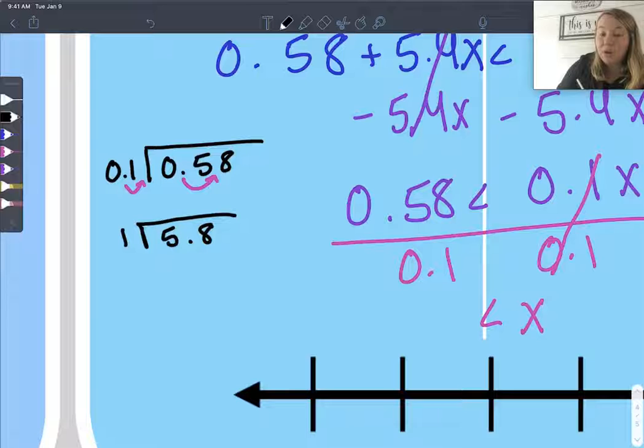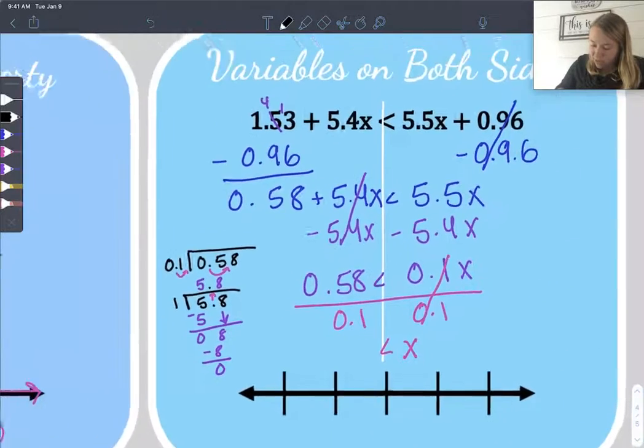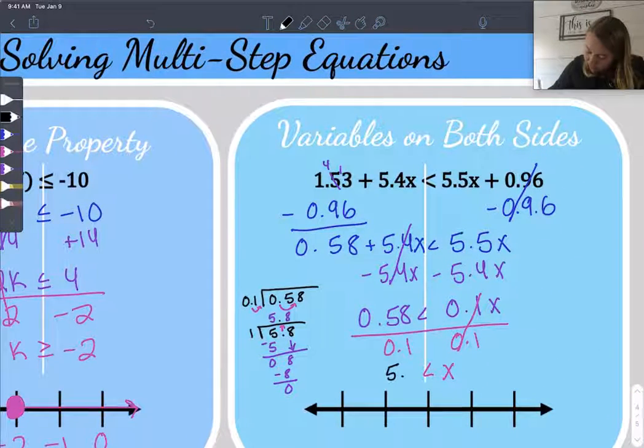Now, 1 goes into 5 five times. And then we subtract and get 0. Then we bring down our 8. And then 1 goes into 8 eight times. And then we subtract and get 0. Now, when we do this, the only thing we have to make sure is that our decimal point ends up in the correct spot. So we're going to bring it straight up, and it's going to be in between the 5 and the 8. So our final answer here will be 5.8 is less than x.